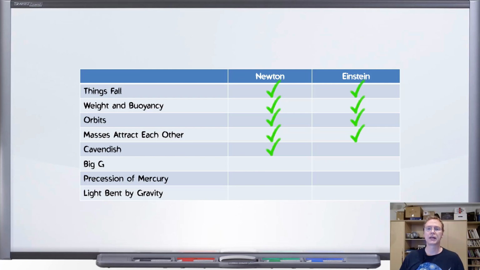How about Einstein? Under Einstein's field equations, will the Cavendish experiment work? Yes, by now you know where I'm going with this. Of course it does. It has to. The Cavendish experiment was first done well after Newton had published his universal law of gravitation. It was in fact based on that law.